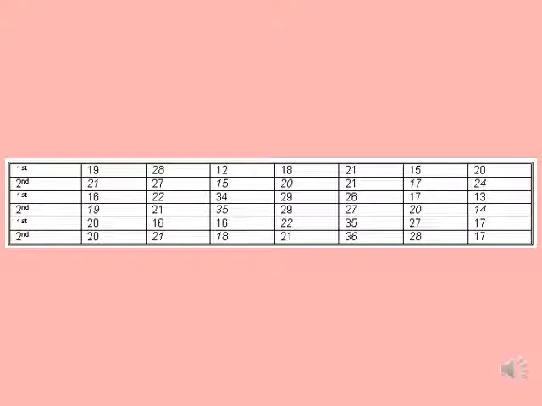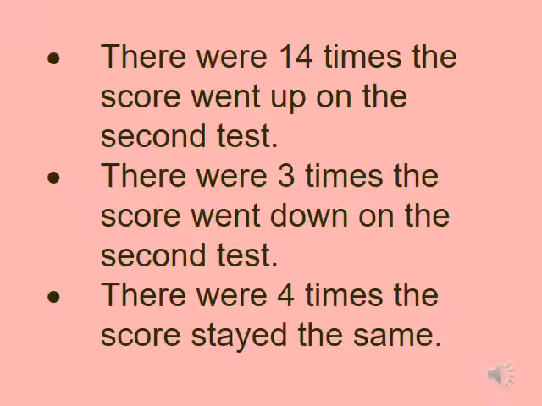On the other hand, somebody else went from a 28 to a 27. Their score went down. I'm going to figure out how many of them went up, how many of them went down, and how many stayed the same. And it turns out on this one that there were 14 times that the score went up the second time they took it. There were 3 times that it went down, and there were 4 times that it stayed the same. So just looking at those numbers, yeah, it looks like it went up more often than it went down.